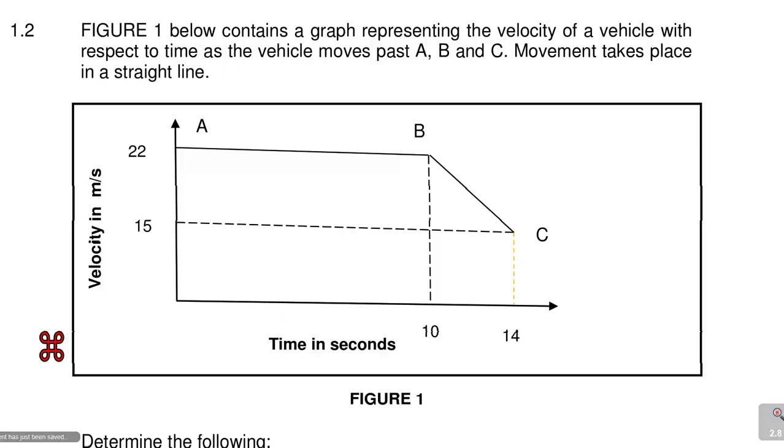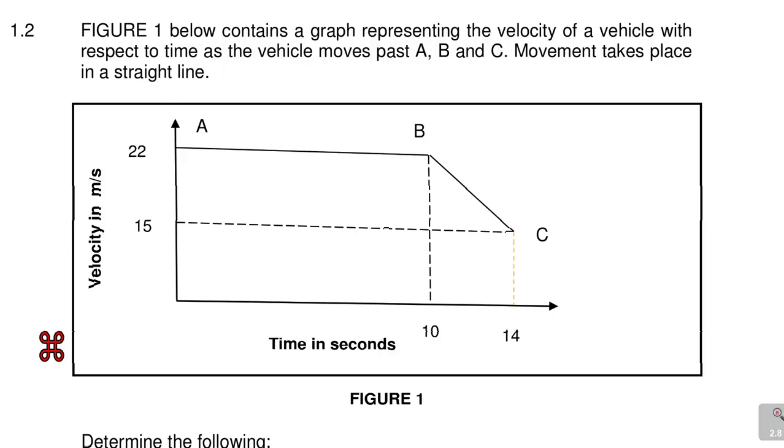It represents the velocity of a vehicle. As you can see, this is velocity in meters per second with respect to time, and this is time in seconds. Then it says it moved from A, but I guess this was the A part. It's not accurate, but this should be A, that should be B, and that should be C. So this A is the initial velocity. From A it went to B, from B it went to C. Movement takes place in a straight line.